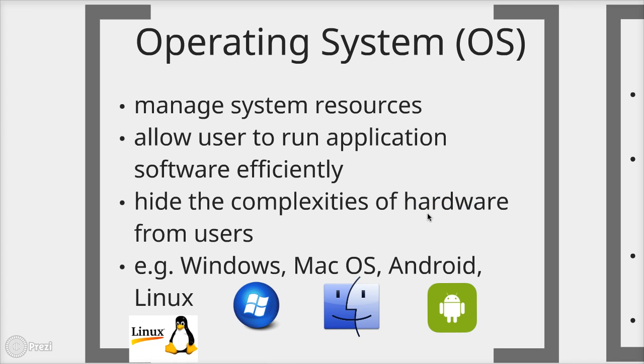For example, let's say making a folder or creating a folder. But the OS will do this for us. We just give the OS the command, and then it will help us to create a folder on the hard disk. So the role of the OS is to hide the complexities of the hardware from the user. These are common examples of OS, for example, Windows, MacOS, Android, and Linux.